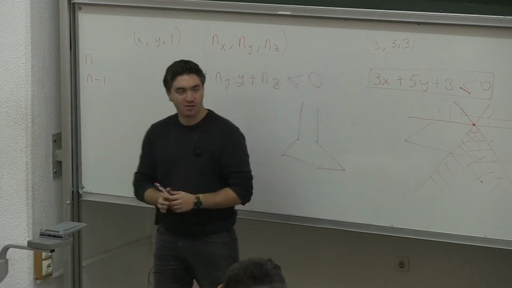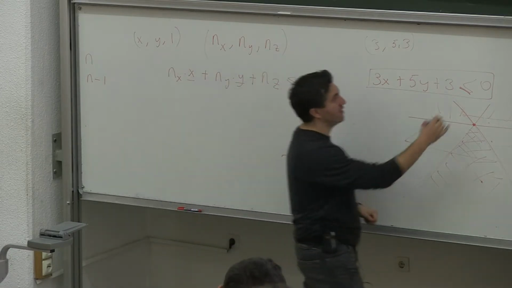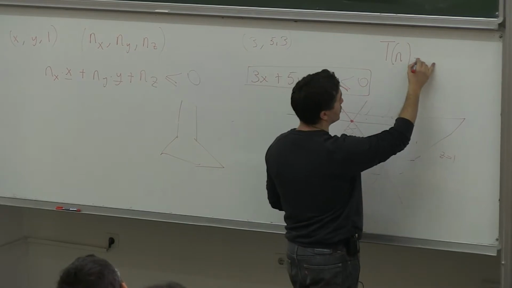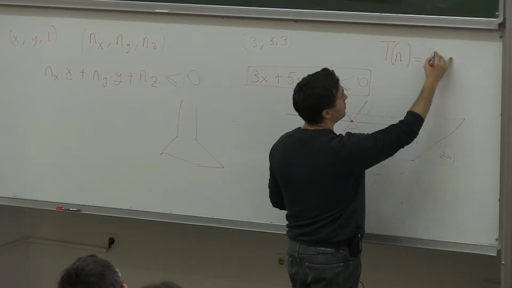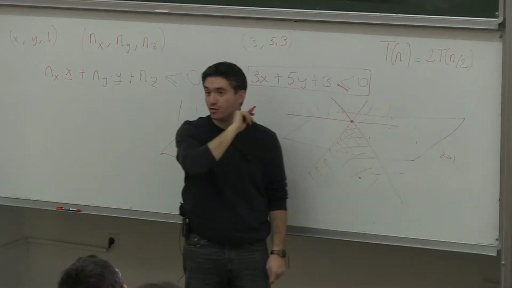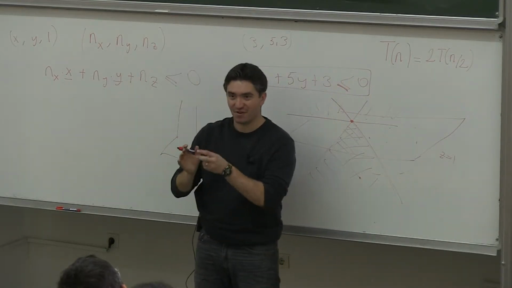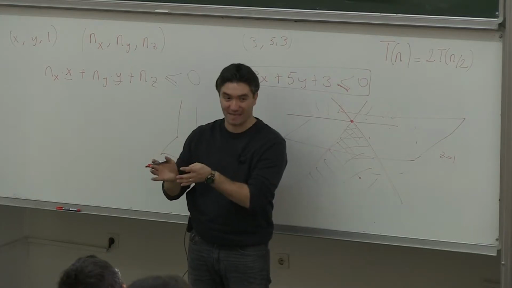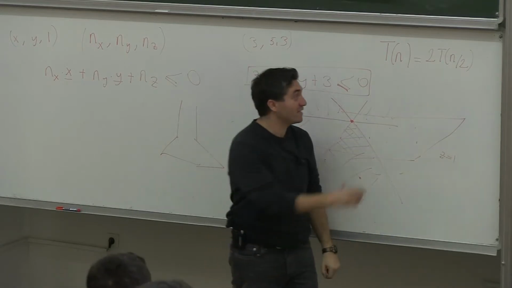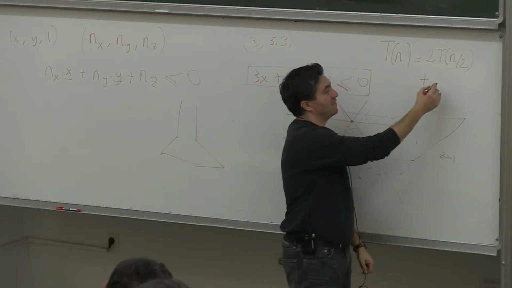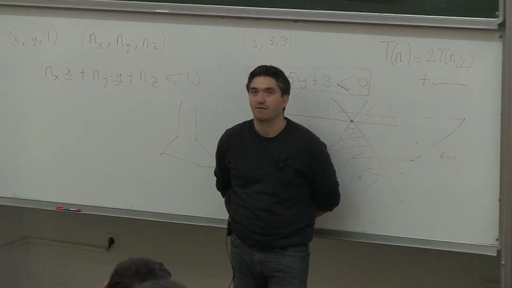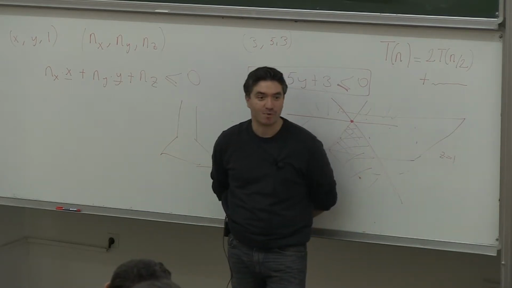If you look at the recurrence relation, it's going to be something like that. T(n) is going to be equal to 2T(n/2). So I have two recursive calls on half of these half planes, so there are n/2 of these half planes, plus whatever cost it takes to find the intersection of two convex polygons.